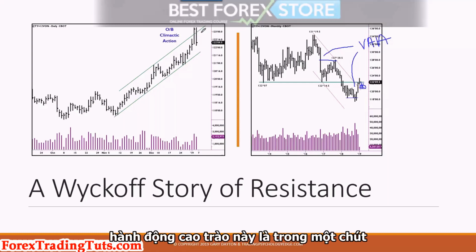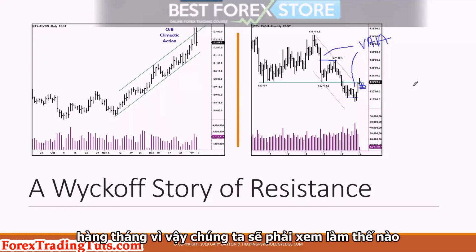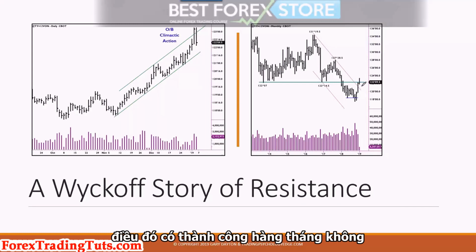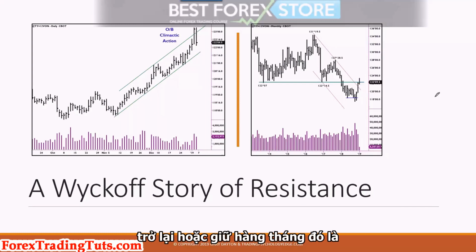So this climactic action is in contrast with what's going on in the monthly. So we'll have to see how that works out. Does the monthly come back in, or does the monthly hold? And that's what I'd be doing on this.